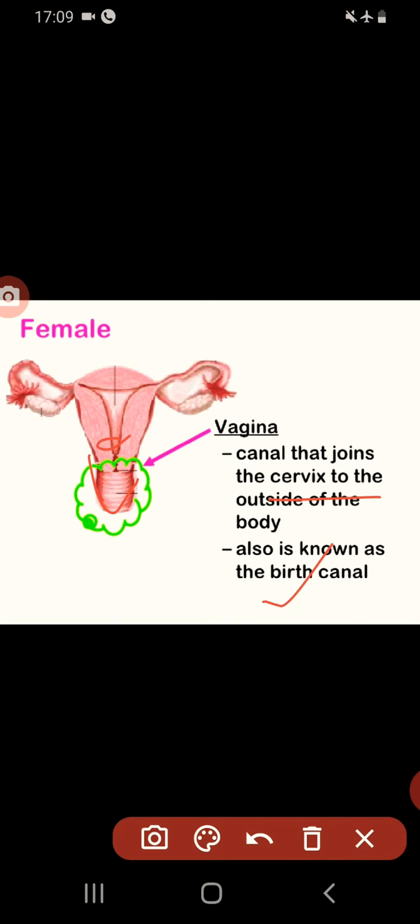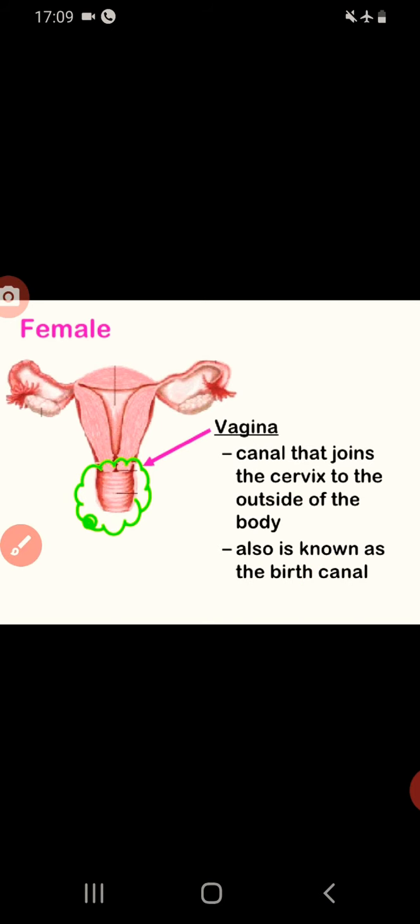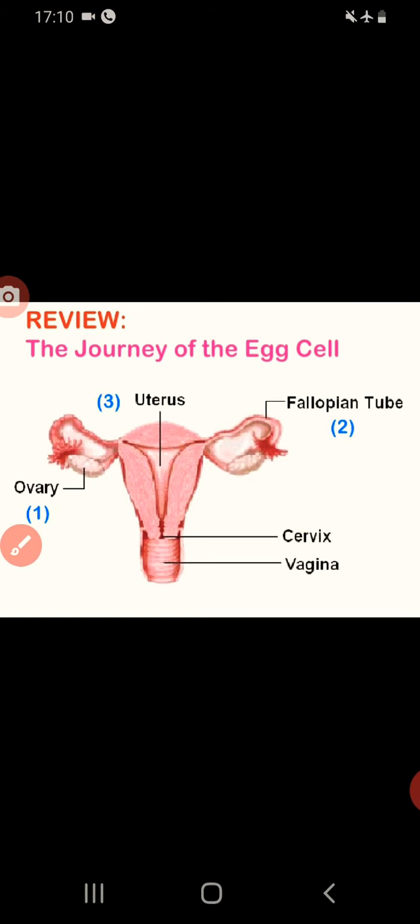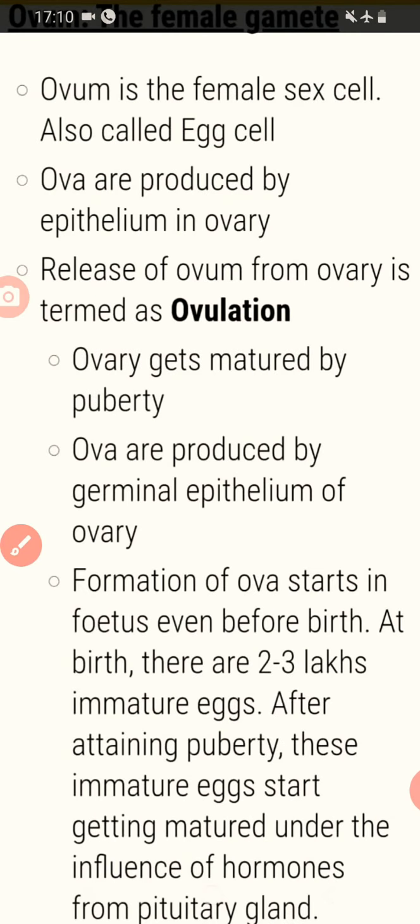It is also known as the birth canal, as it allows the passage of the baby at the time of childbirth. Right students, so these are the organs which are present in the female reproductive system in humans. Again you can see, this is the first part, ovary, second part is the fallopian tube, third part is the uterus, then cervix, and then the last part is the vagina. So these are the 5 parts which are present in the female reproductive system.